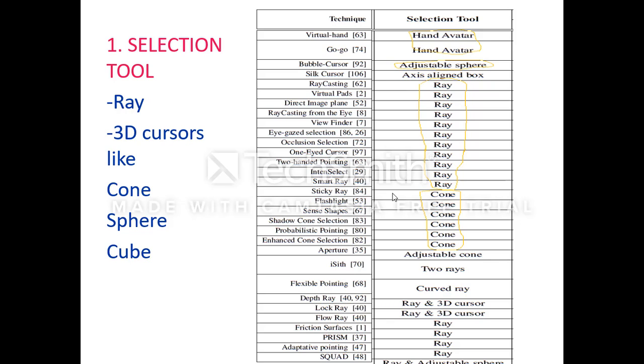We have several examples here in the table. We see bubble cursor uses a sphere-like selection tool, and another one is aperture selection that uses a cone as a selection tool. And then we also have techniques that use a hybrid approach. They combine the ray with the 3D cursor, like depth ray and lock ray.